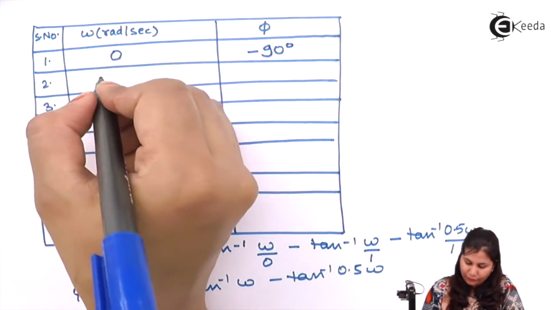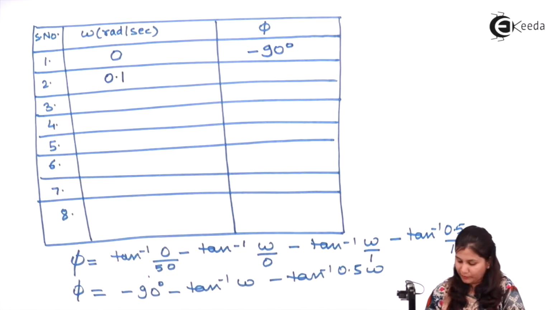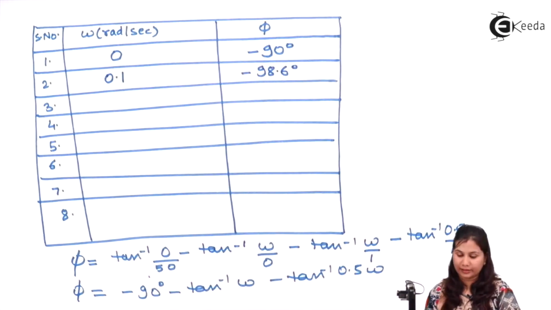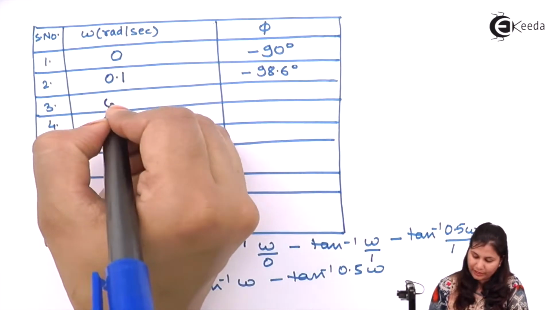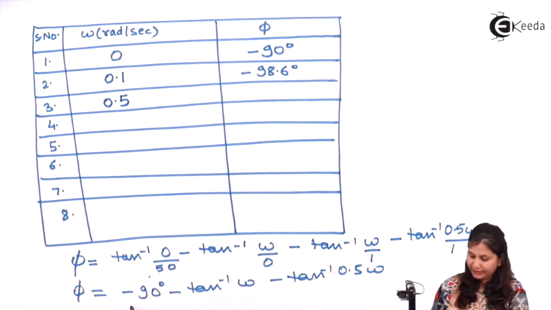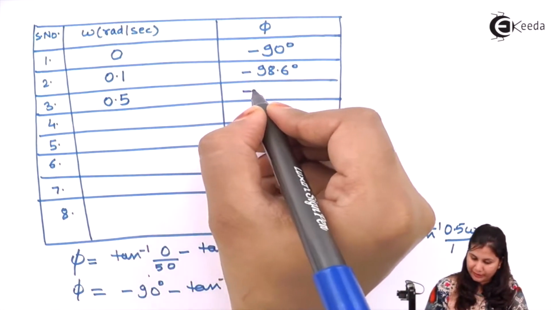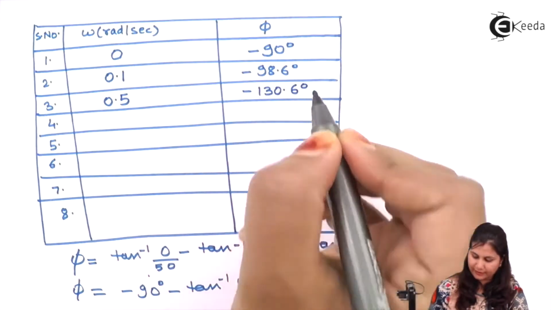Now take another value of omega like 0.1. So it will be minus 90 degrees minus tan inverse of 0.1 minus tan inverse of 0.5 into 0.1. Okay. So here when we calculate the value of phi, it will come out to be minus 98.6 degrees. Again take another value like 0.5. So here minus 90 degrees minus tan inverse of 0.5 minus tan inverse of 0.5 into 0.5. Okay, so 0.25. So here the value of phi will come out to be minus 130.6 degrees.